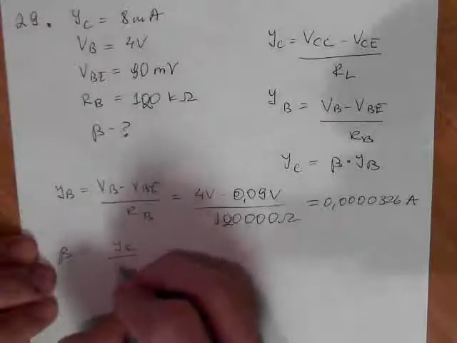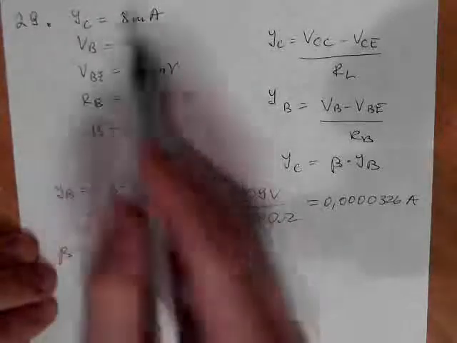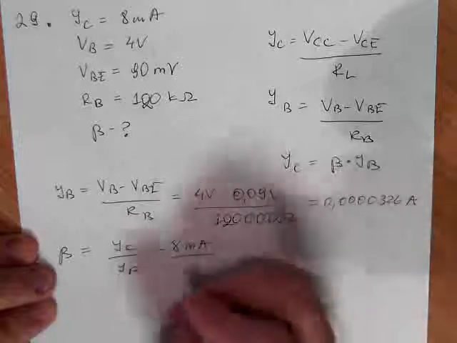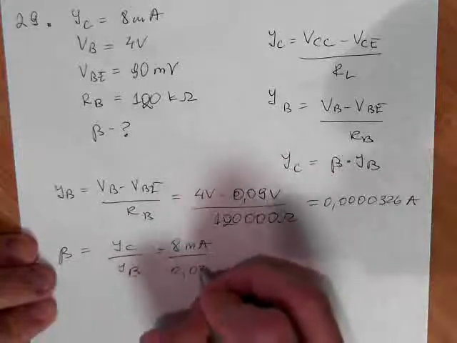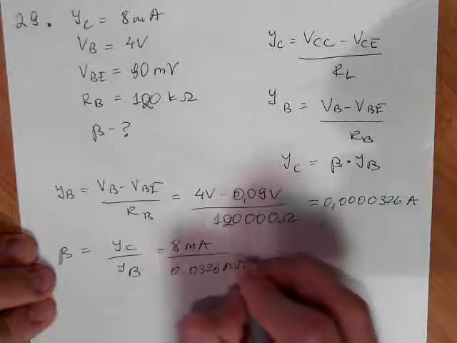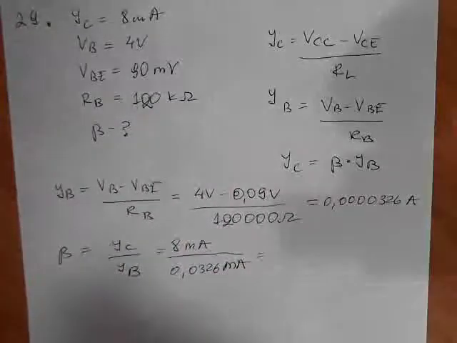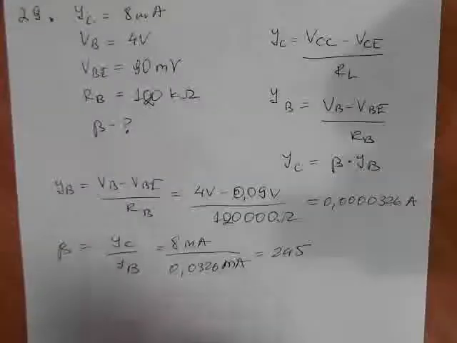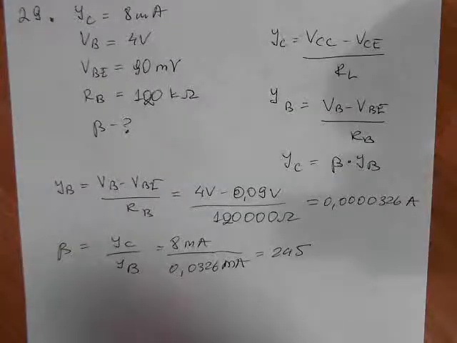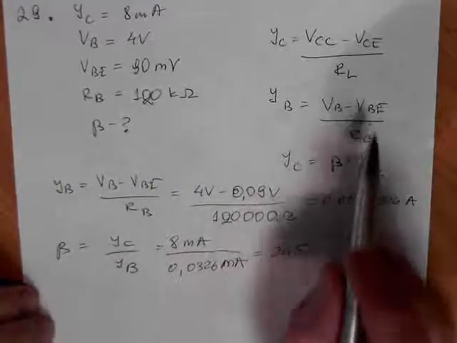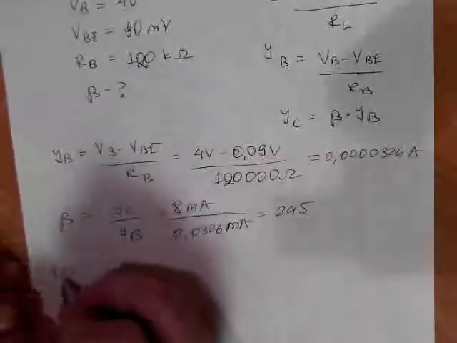Now beta is IC divided by IB. IC is given here, 8 milliamps, and here it would be 0.0326 milliamps, and it would be 245 times. So current gain is 245 times. As you see, we used this formula and this formula, so this is quite easy.